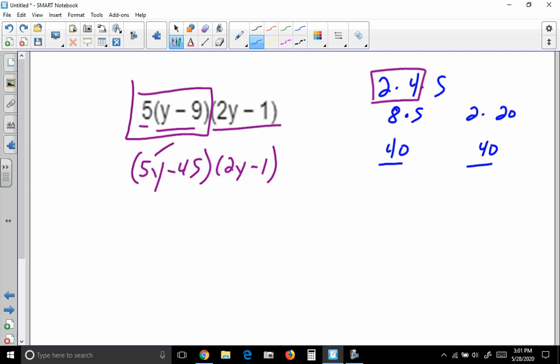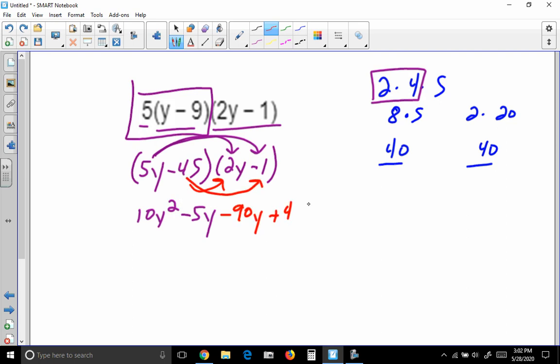So if we distribute 5y times 2y, 5 times 2 is 10. Y times y is y to the second. 5y times minus 1, positive times negative is negative. 5y times 1 is 5y. Then distribute here. Negative times positive is negative. 45 times 2 is 90 times y. And then negative times negative is positive. 45 times 1 is 45. So I didn't write out that middle step, but we just distributed 5y to both of those, and then minus 45 to both of those.